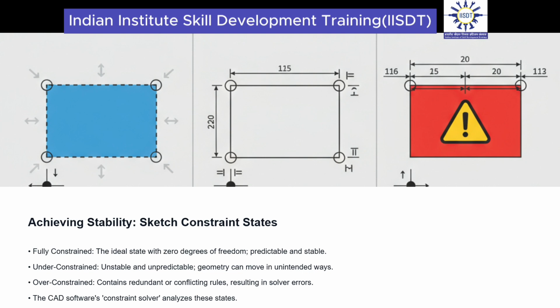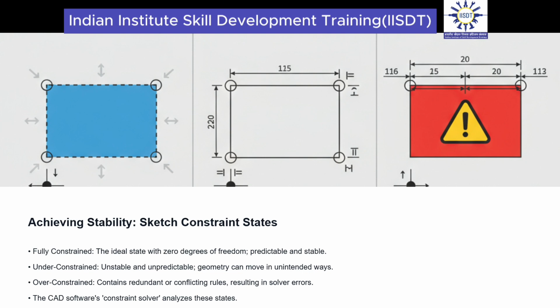The ideal state is fully constrained. This means you have provided just enough geometric and dimensional constraints to eliminate all degrees of freedom. The sketch is completely defined, stable, and will behave exactly as you expect when changes are made. Its shape and size are locked in. This is the goal for any final design.